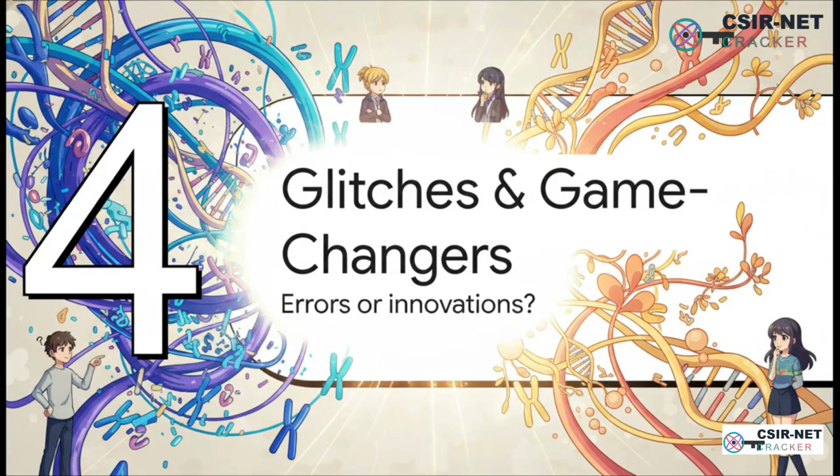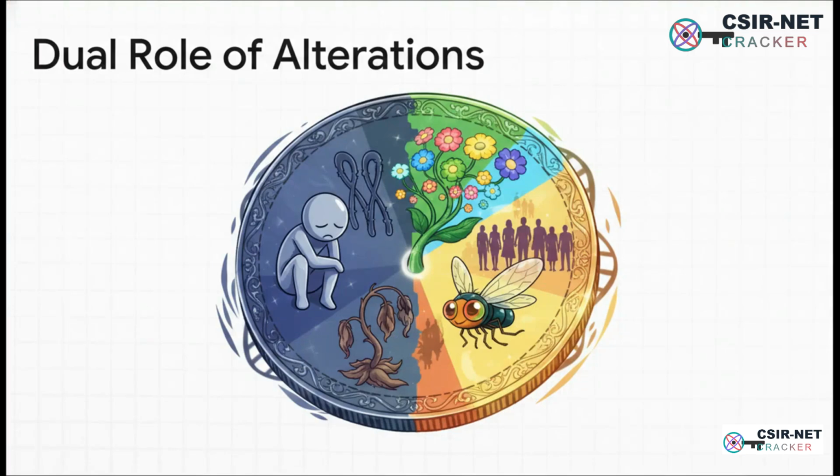So, after seeing all these ways our genetic blueprint can change, from what look like accidental deletions to totally programmed shuffling, it brings us to a really fundamental question. Are these alterations just glitches in the system, or are they a core feature of how evolution actually works? And the answer, as this slide really brings home, is it's both. The line between what we call an error and an innovation is incredibly blurry.